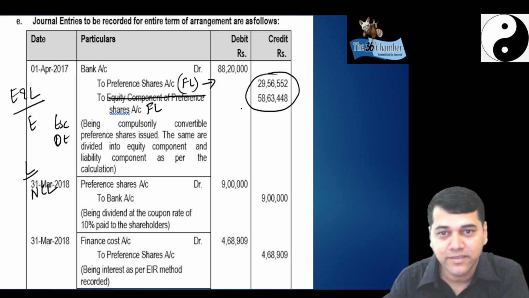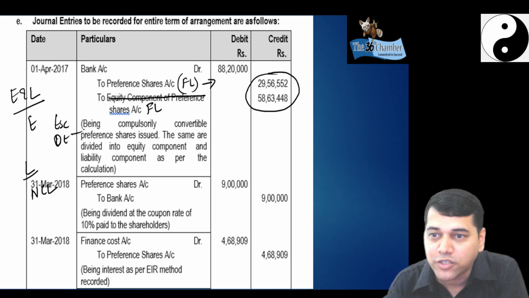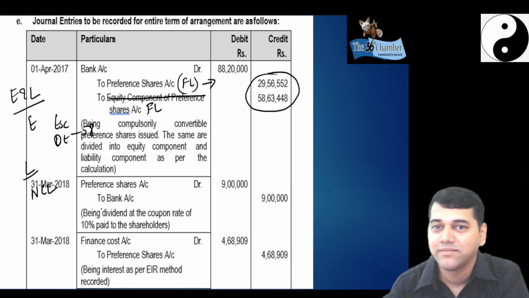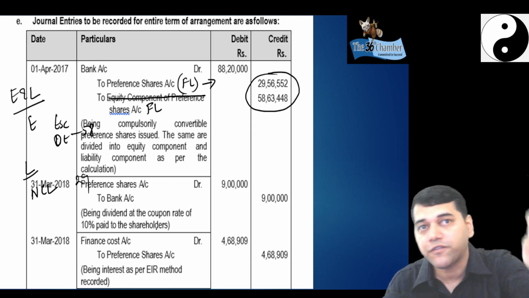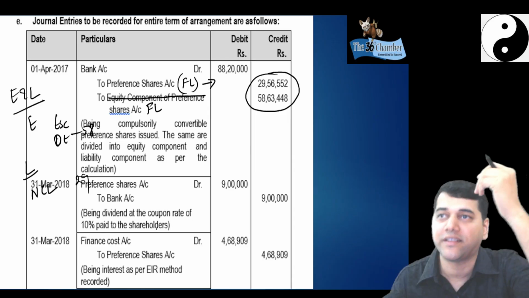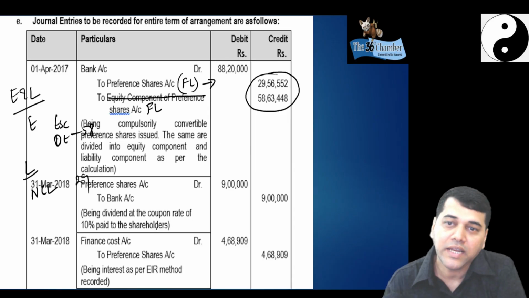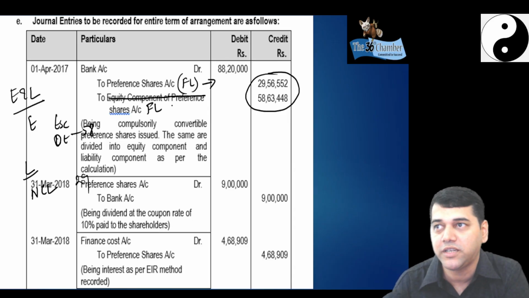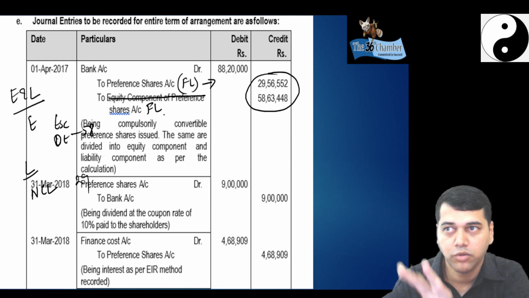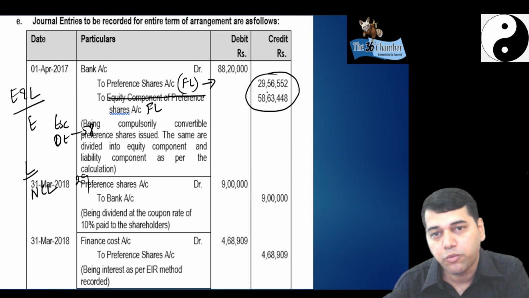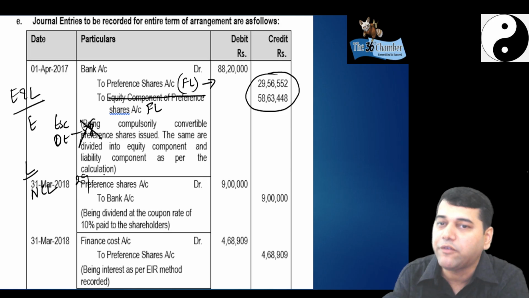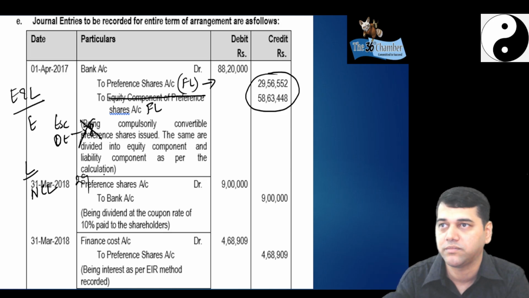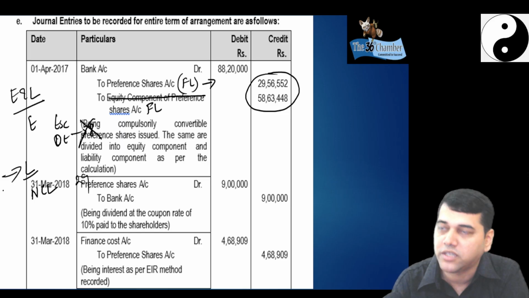In the given case, 58 lakhs you will show here, 29 lakhs you will show here. If the fixed for fixed test was failing, say for example, due to some reason, then both will become financial liability. If both are financial liability, then it will never come here in other equity. It is not an equity component of compound instrument. It will be shown here only.